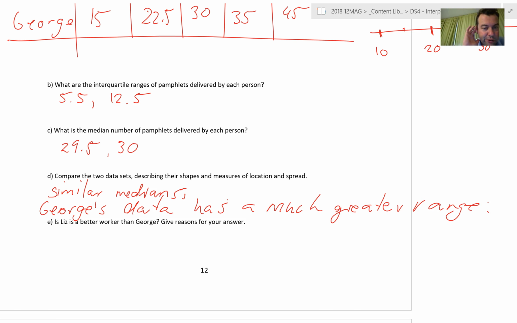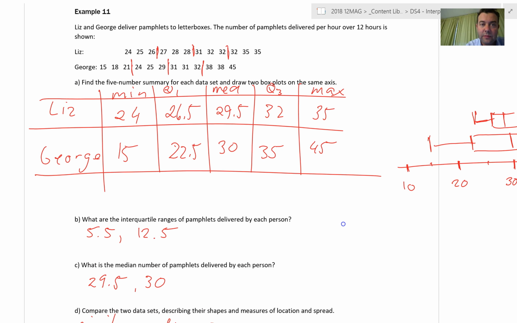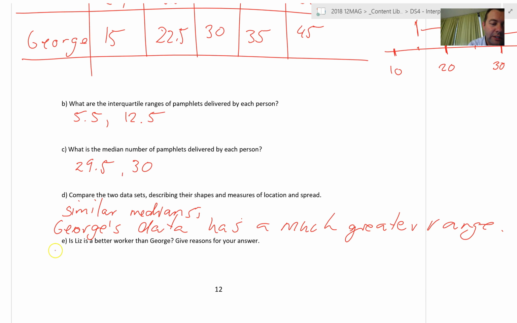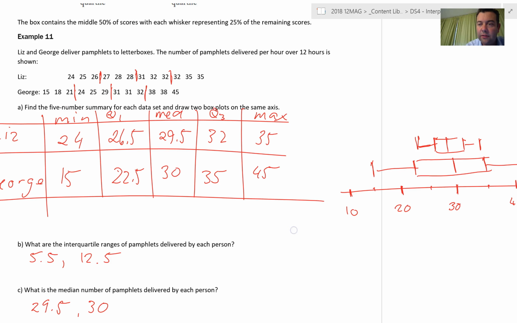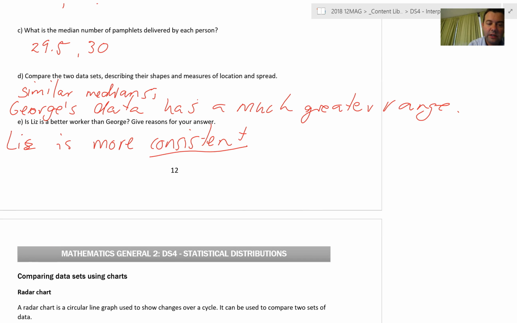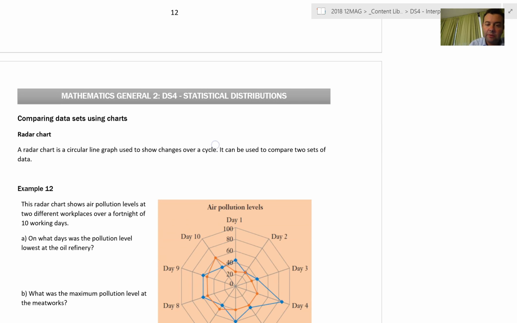Is Liz a better worker than George? Well, what is this stuff here? How many pamphlets they delivered? Liz is more consistent. More consistent. Right, they probably deliver similar numbers. Right, Liz is more consistent. That's a good thing.